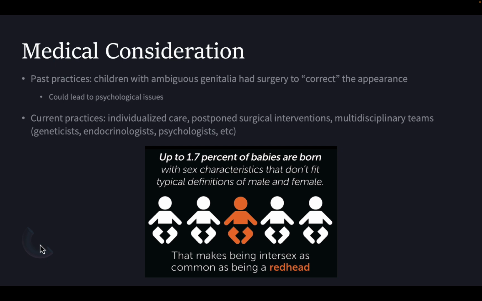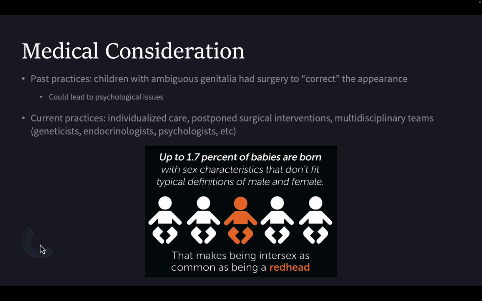And so, of course, not all examples are going to be that extreme, but how do you make a decision for an infant about what genitals they should have without more information? And so current practice when children are born with ambiguous genitalia is individualized care. So you consider that child as their own patient, not as someone just part of a group. Maybe don't do surgery right away. See how they develop.